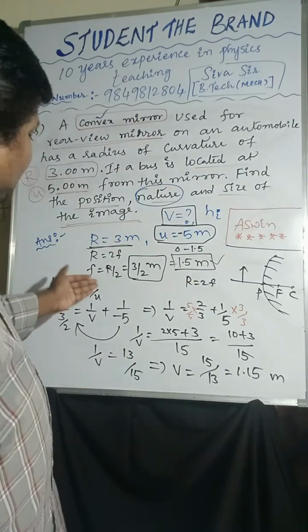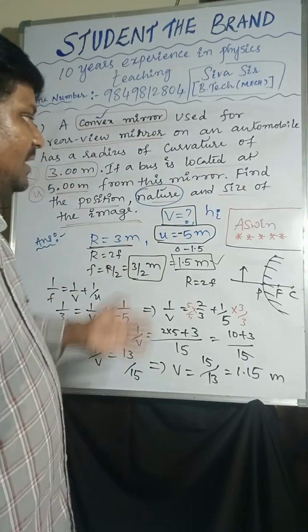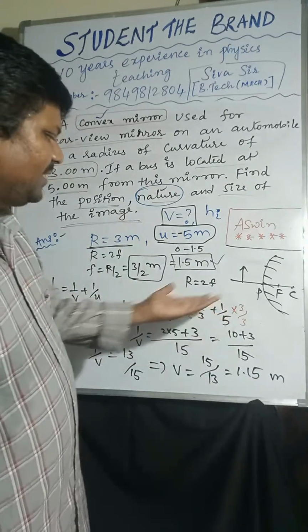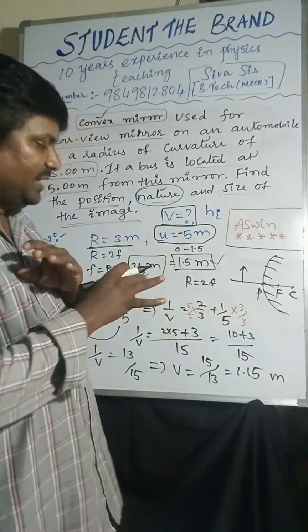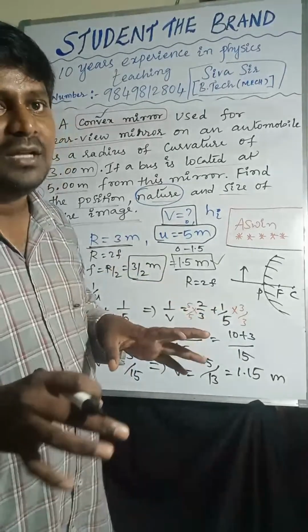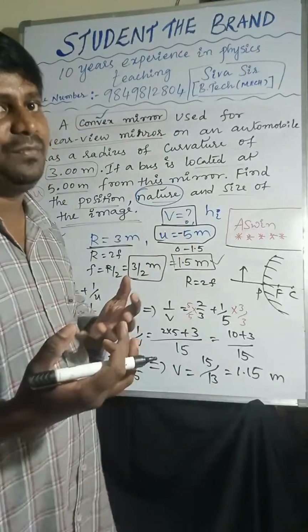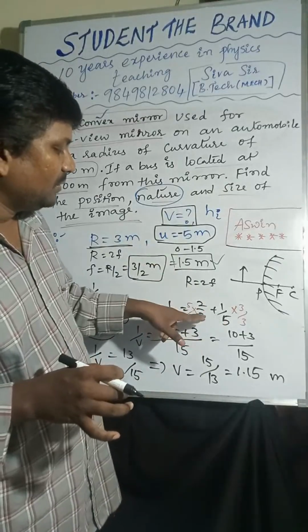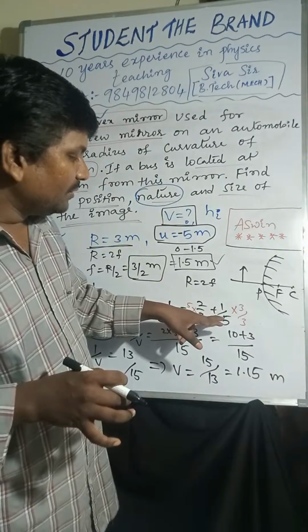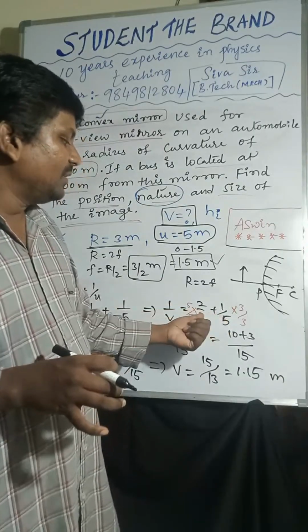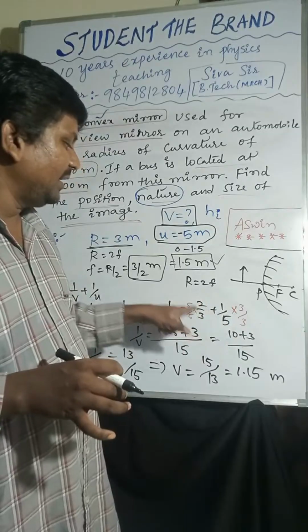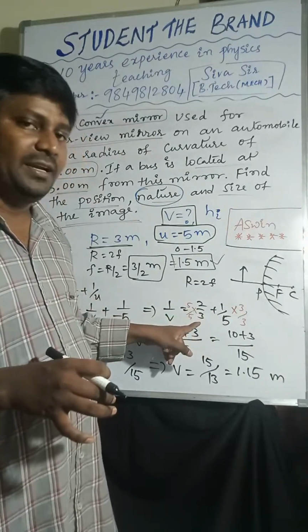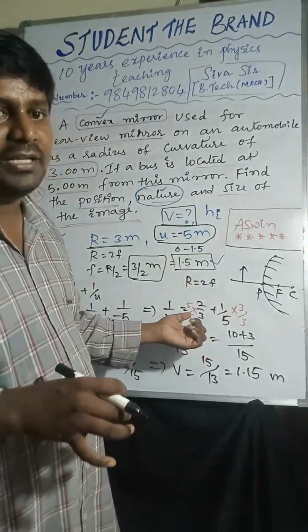1 by f equal to 1 by v plus 1 by u. If you substitute in that formula, we can take the LCM in an easy way. If you don't know how to take the LCM, there is a simple, easy way: just multiply this number with this one. With 3 you multiply 5, so 2 by 3 becomes 5 by 5. With 5 you multiply 3, so 3 by 3. Then you will get the answer in an easy way.